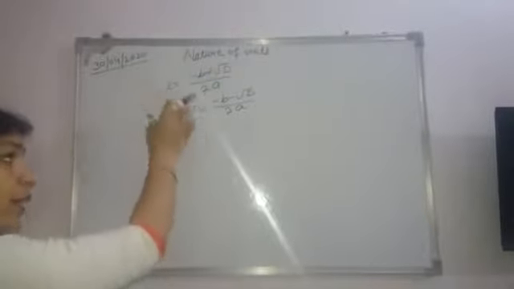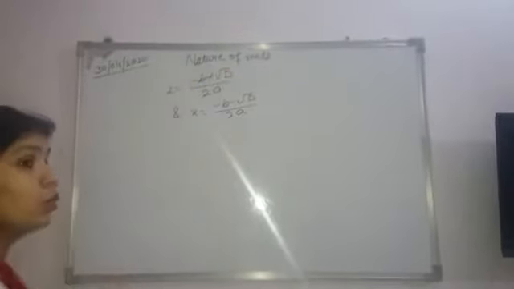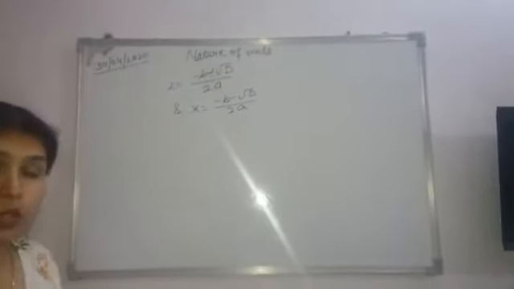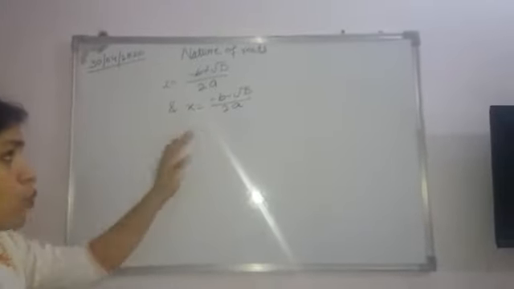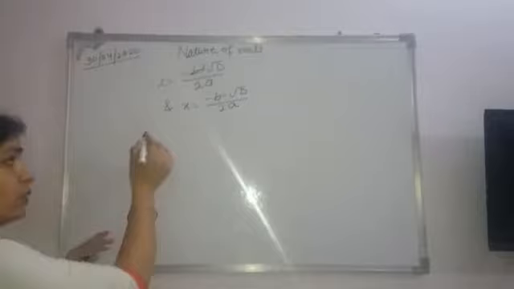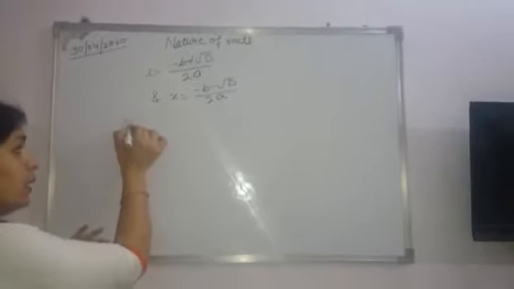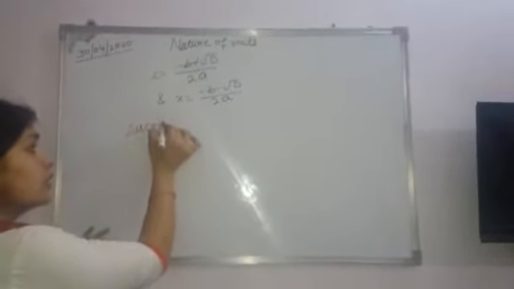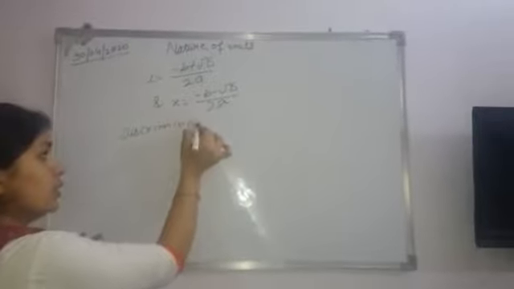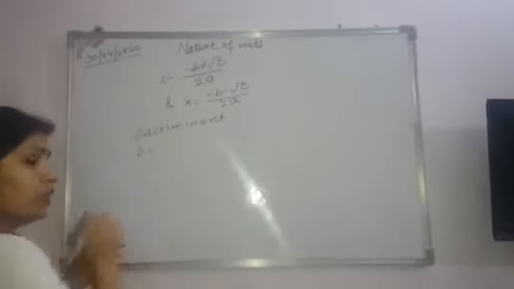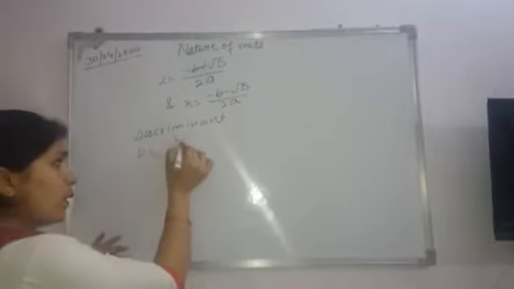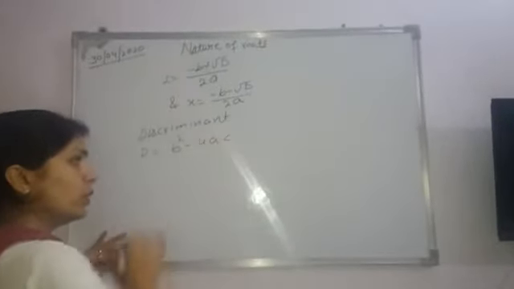We can directly calculate this value to find whether the roots are real or not. How can we calculate this value? With the help of D, and D is called the discriminant. This D is the discriminant, and what is the value of D? D is equal to b square minus 4ac.